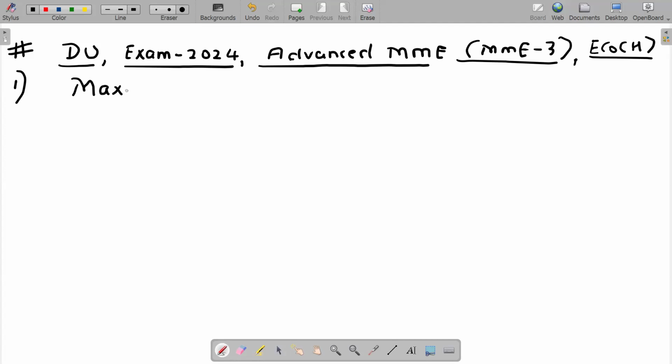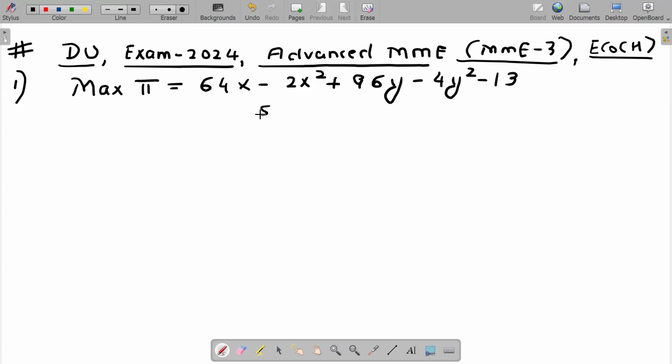Objective is to maximize profits, which is 64x minus 2x square plus 96y minus 4y square minus 13. Okay, subject to the constraint x plus y less than or equal to 36. So it's a simple constraint optimization problem. To solve these problems, we first define the Lagrange.